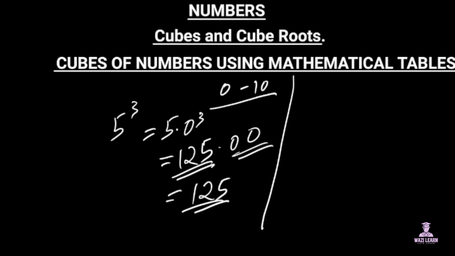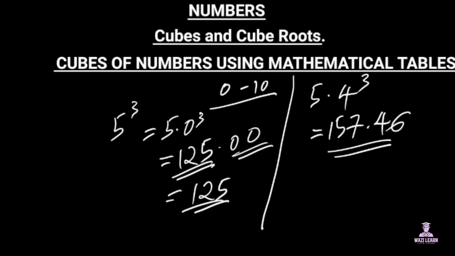Let's say you have 5.4. Find the cube of 5.4. So the first two significant figures, which is 5.4, you look them up under the x column. So you'll go to where it is 5.4. Then at 5.4, you'll find the figure there is 157.46. So that is our cube.